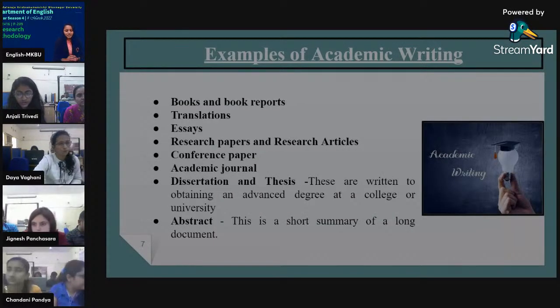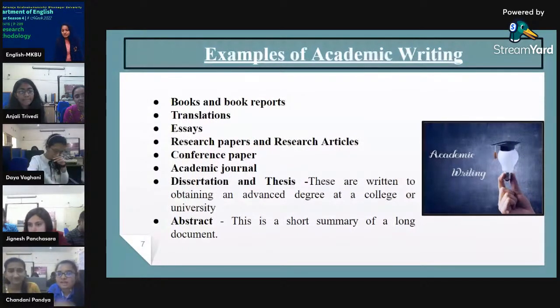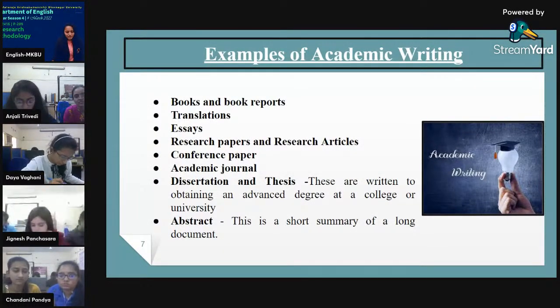Then these are examples of academic writing. What we should include in this: books and book reports, translations, essays, research papers, conference papers, academic journals, dissertations, as we are doing now, thesis, abstracts. All these are considered as academic writings.